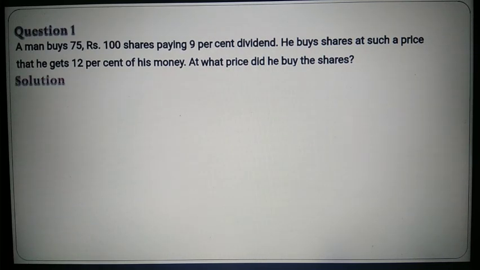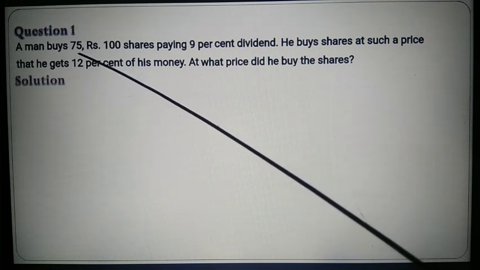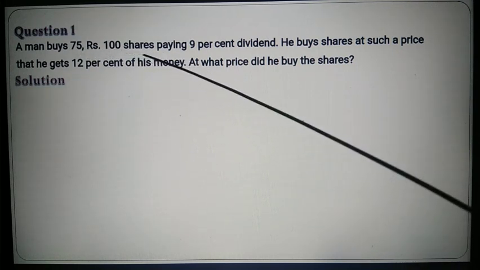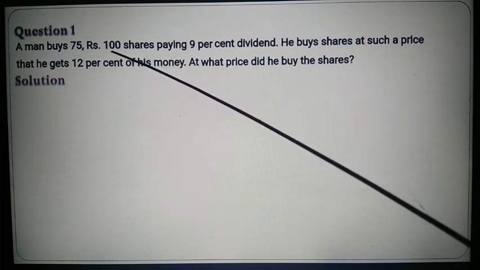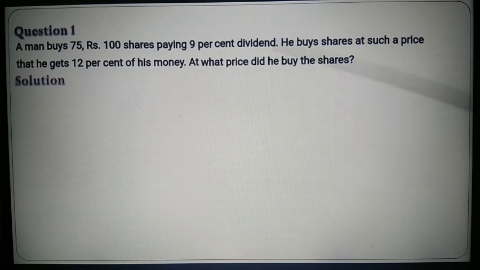The question says, a man buys 75 rupees 100 shares, paying 9% dividend. Let's try to understand this sentence. 75 means number of shares. Rupees 100 shares means nominal value is rupees 100, paying 9% dividend. So the rate of dividend is given to be 9%.